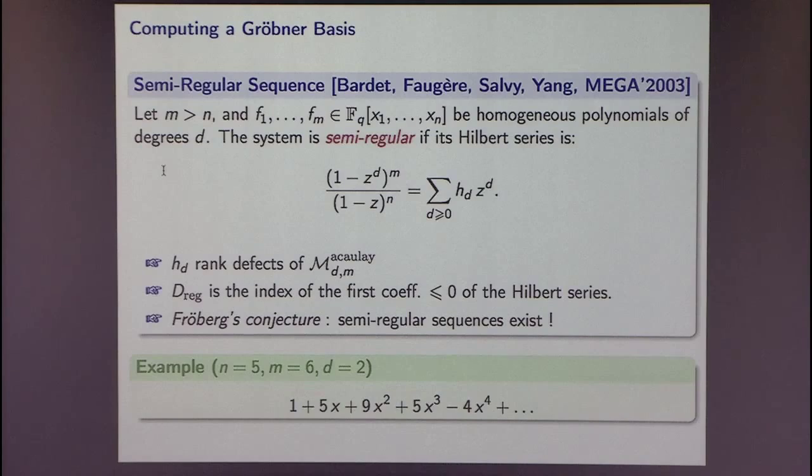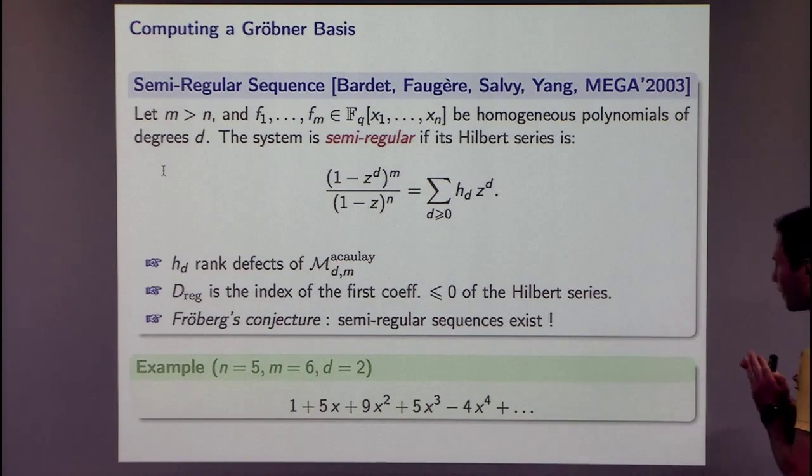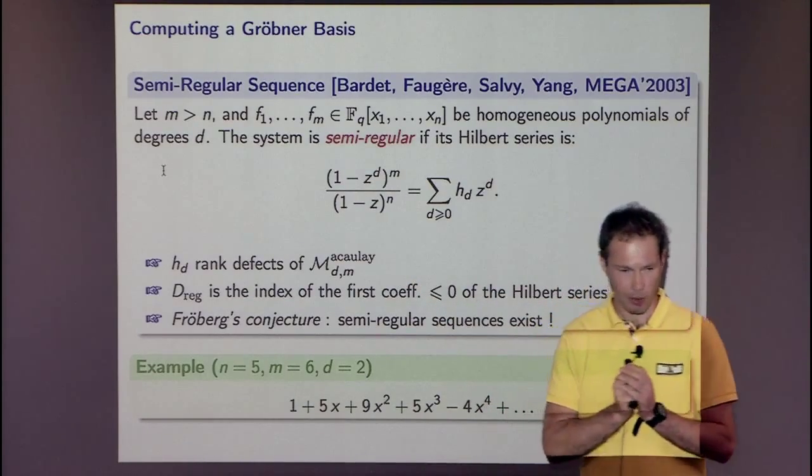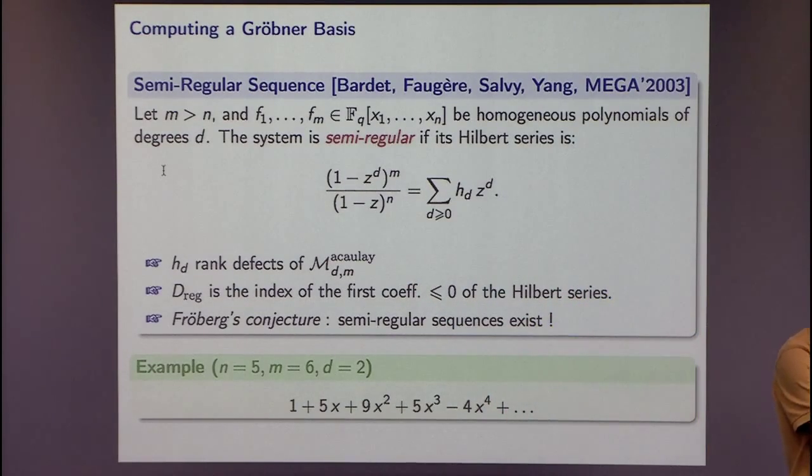It's in some sense the generic behavior of the rank defect of the Macaulay matrix. So for this family, we know explicitly what is the rank defect of the Macaulay matrix that you are considering. And so we know all what we need to compute the complexity of Gröbner basis. Okay? So this is the reference.